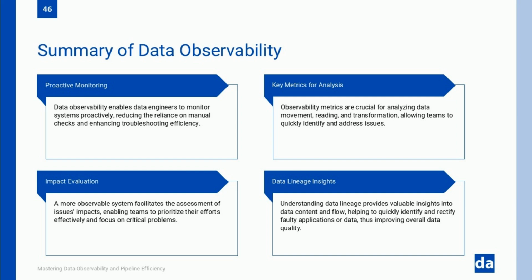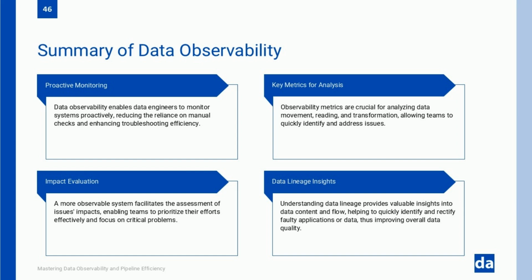2. Key metrics for analysis. Metrics are the pulse of your data ecosystem. They provide actionable insights into movement, transformations, and system health. Why is it crucial? It enables early detection of issues like slow queries or bottlenecks, and informs strategic improvements in resource allocation. Think of metrics like a fitness tracker for your data. It's all about knowing where to improve.